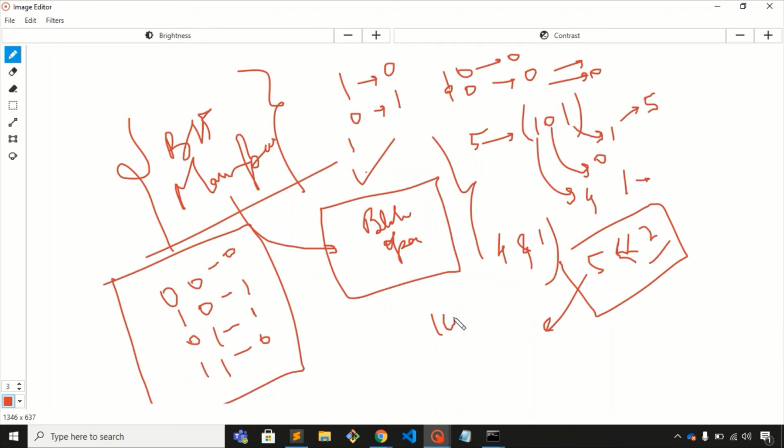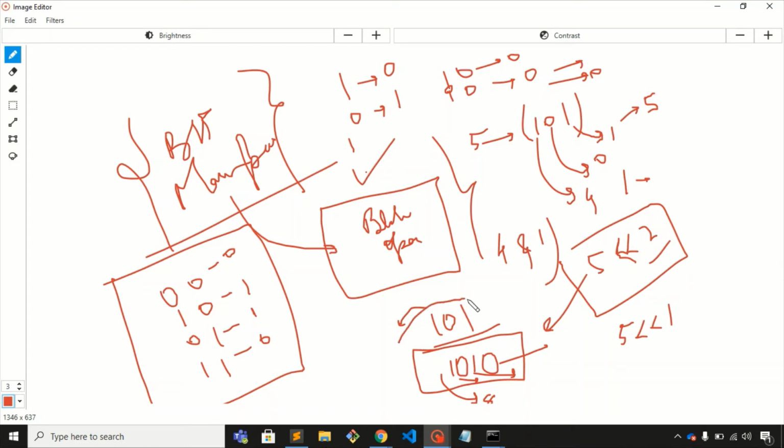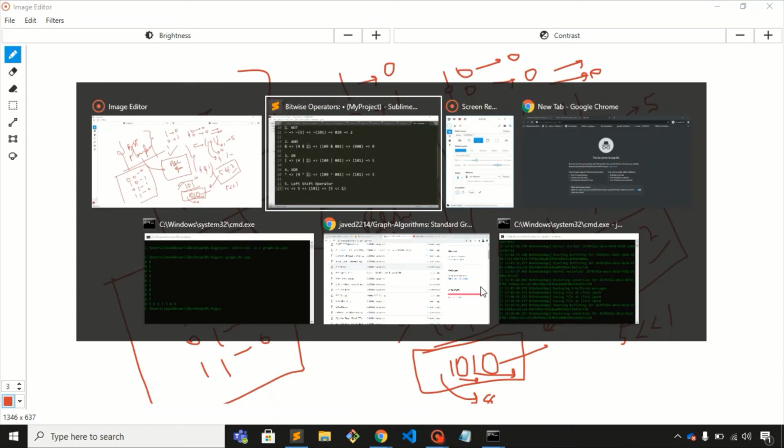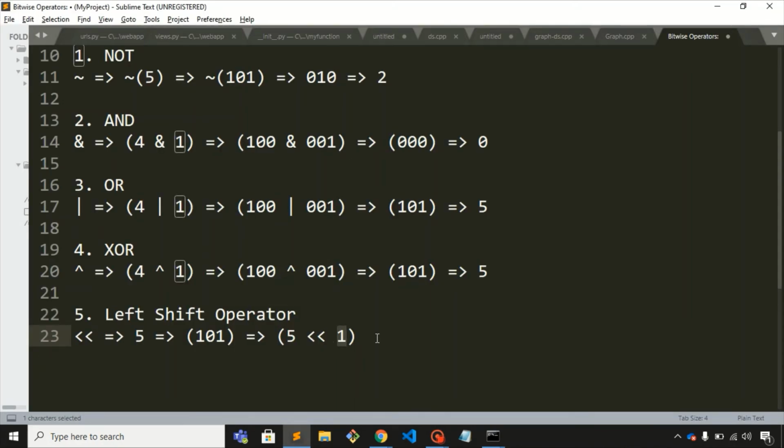Let's say 101, and I want the answer of 5 left shift 1. It will shift all the bits to the left only one time, so the result will be 1 0 1 and then 0. That is equal to 0, 2, 0, and 8. So 8 plus 2 is 10. So the output will be 10.